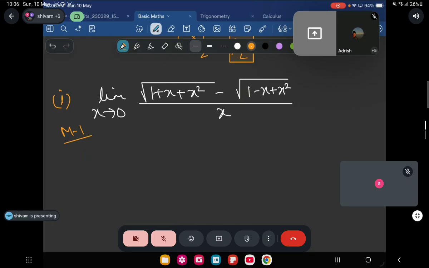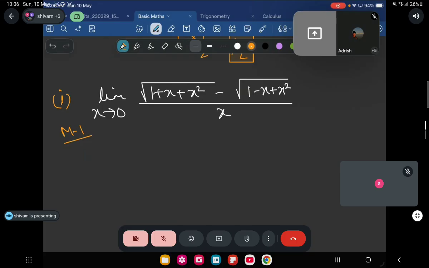Okay, let's see whether the second method will work or not. Okay, I'll try by the second method. I just check whether the second method will work or not. Okay, it might not work.